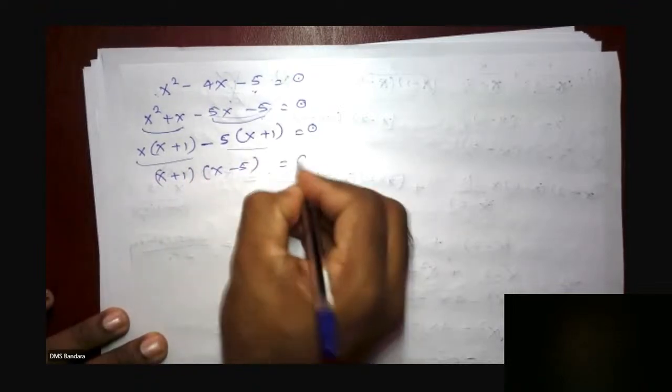By considering the first two terms, the common factor is x, inside x plus 1. Then we take the minus 5 as the common factor of the rest of the terms. We take the minus 5 outside, inside x plus 1 equals 0. Now consider these two parts, the common factor is x plus 1, the rest x minus 5 equals 0.